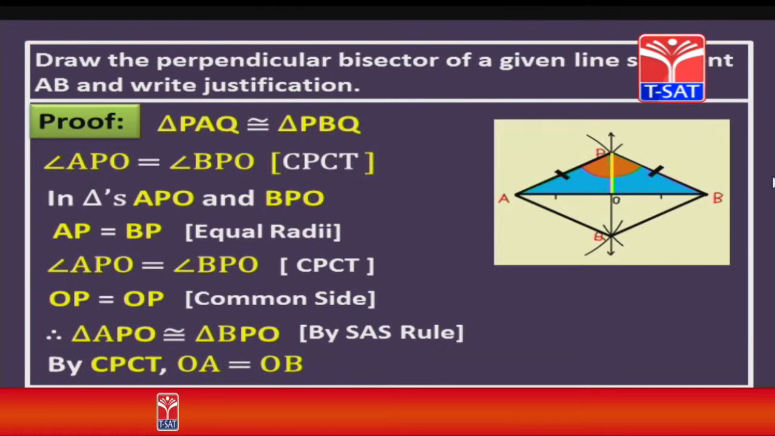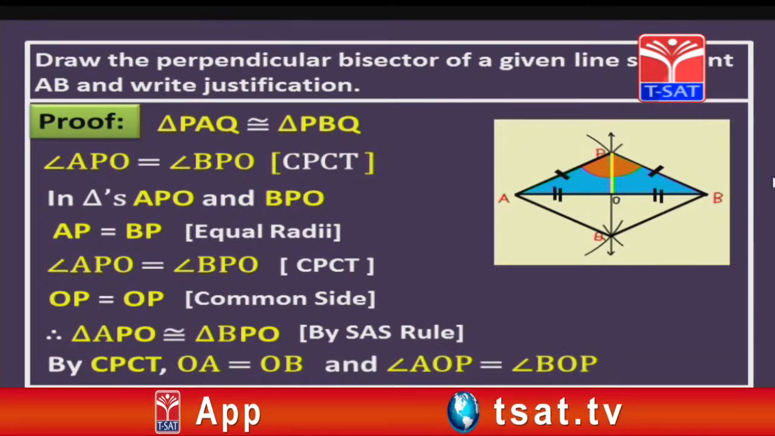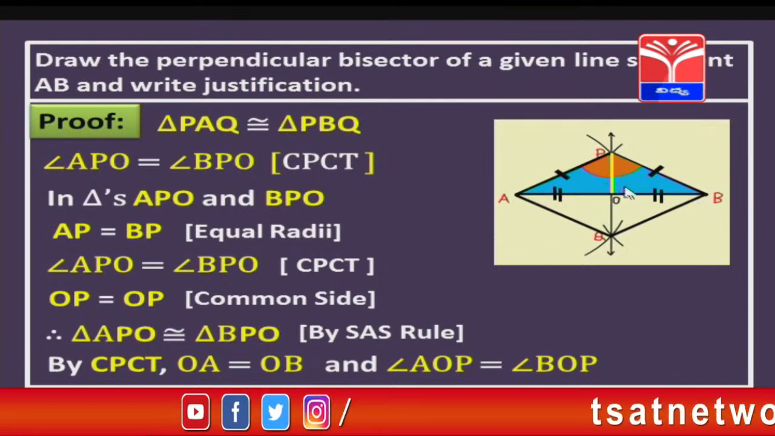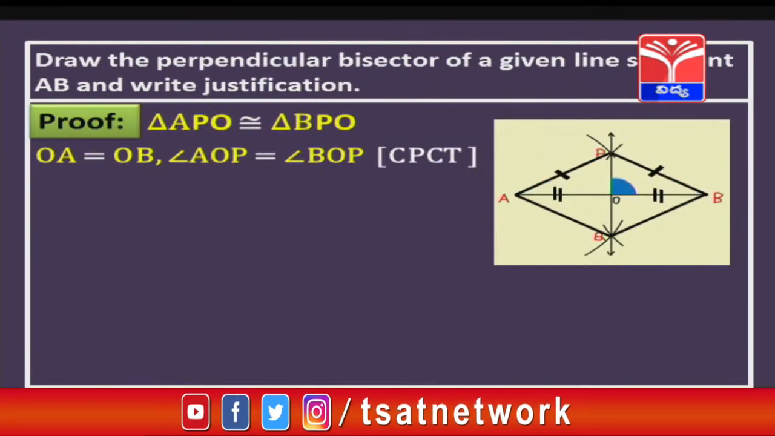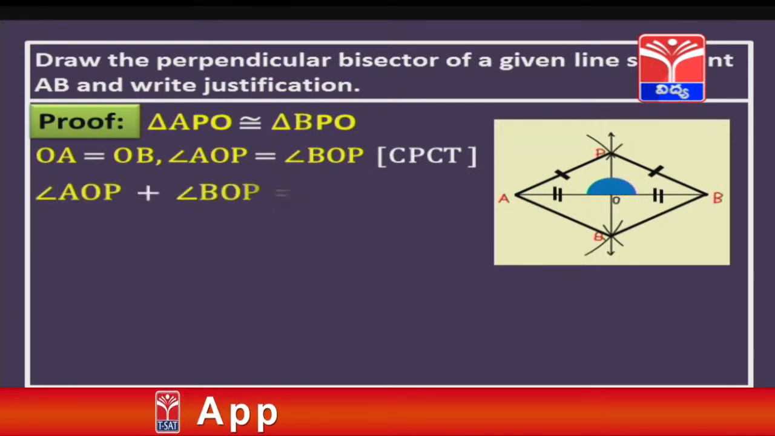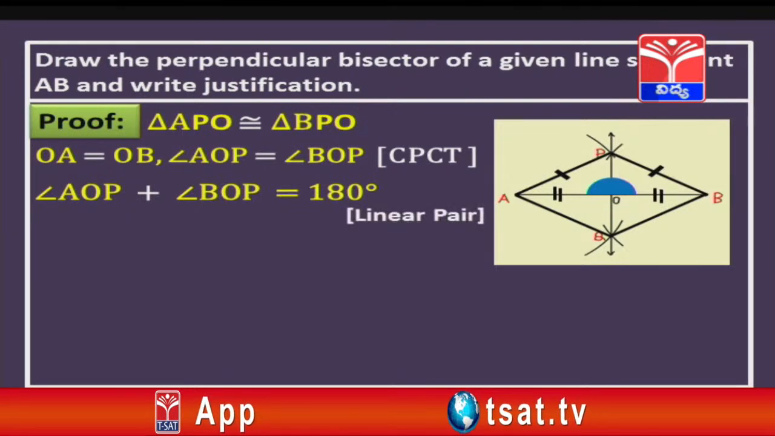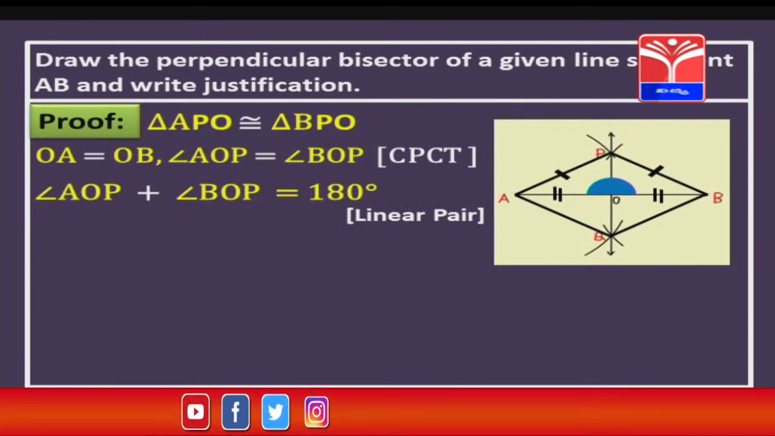Again, by CPCT, I can write OA equal to OB. Apart from that, I can write angle AOP is equal to BOP, that is angle AOP, this angle BOP, these two angles are also equal. Now, if you consider these two angles, that is angle AOP and angle BOP, the sum of these two is 180 degrees. But why, children? Yes, because they form a linear pair. That is the reason the sum of these two angles is 180 degrees.